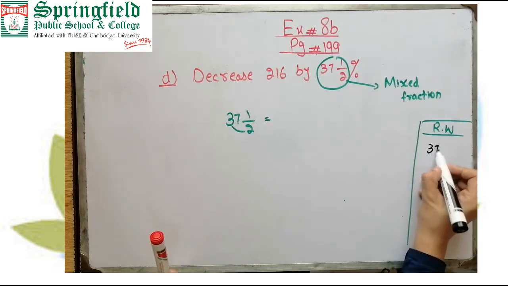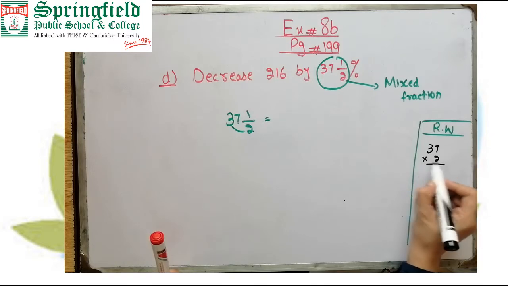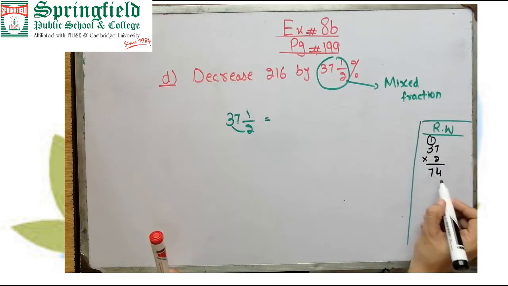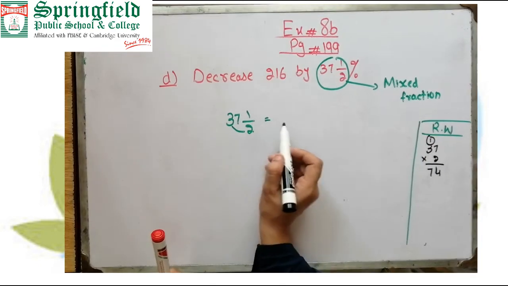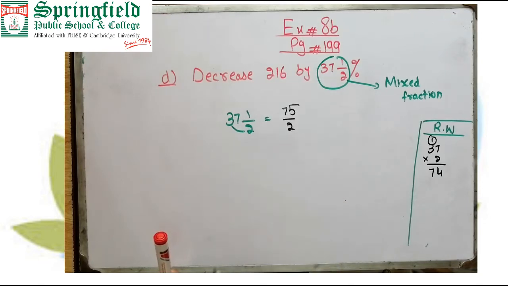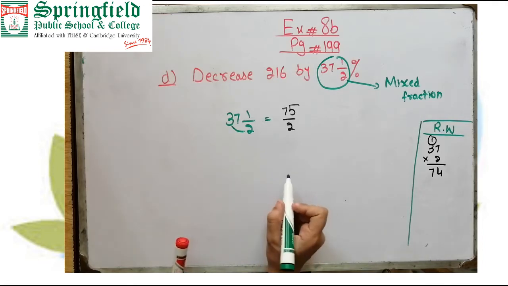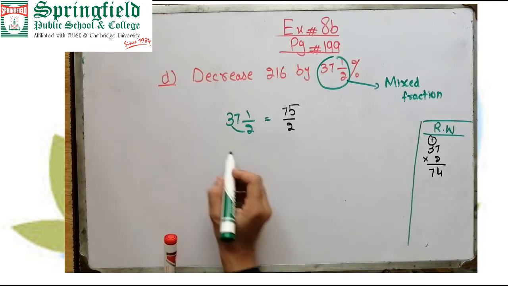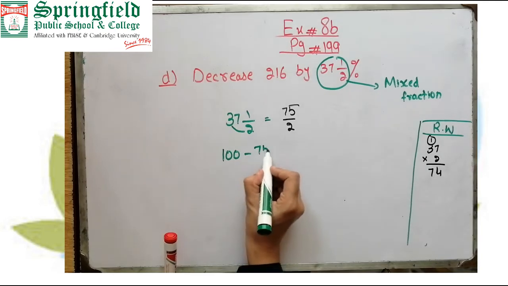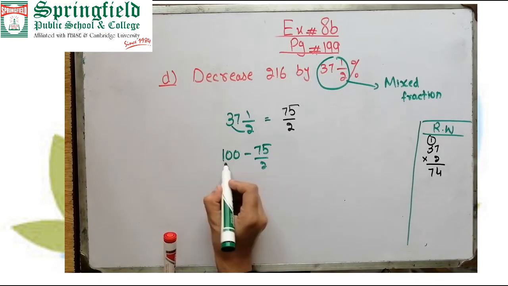So 37 multiply with 2. 2 7s are 14. 2 3s are 6 and 7, 74, and then we will add 1. It will become 75 by 2. It means we will subtract 75 by 2 from 100. So what will be the answer when we will subtract 75 by 2?